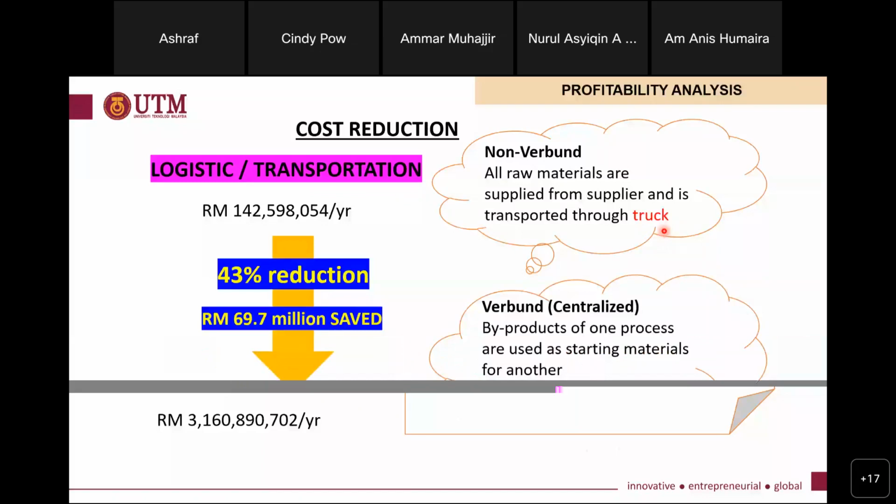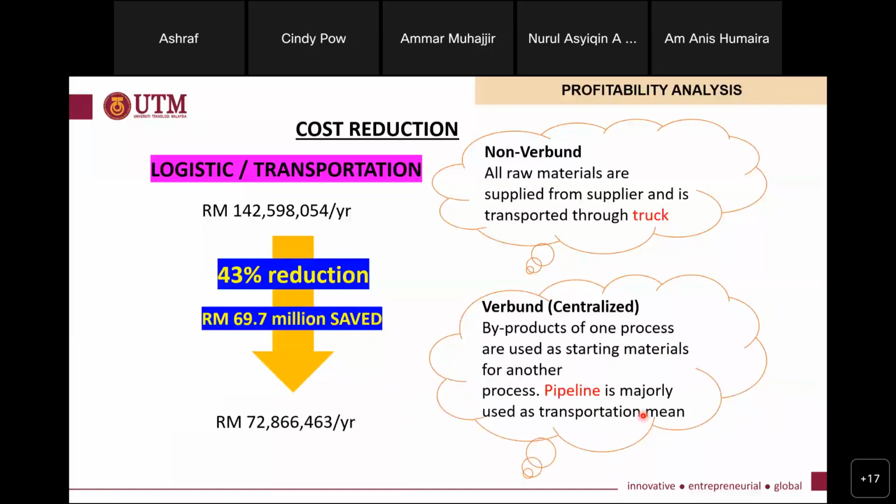For example, we can see a simple example from the Pengerang complex, which is a large complex consisting of 3 plants where they implement the Verbund centralized system.